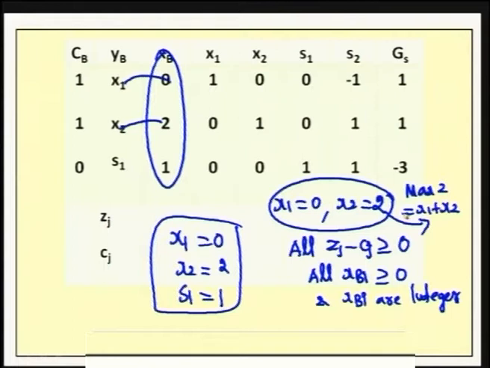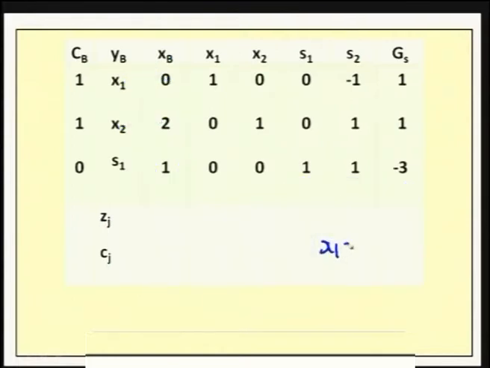equal to 2. So, the optimal solution to the given problem is x1 0, x2 2 and maximum z equal to x1 plus x2, which is 0 plus 2, which is 2. Now, the optimal solution to the given integer programming problem is obtained.